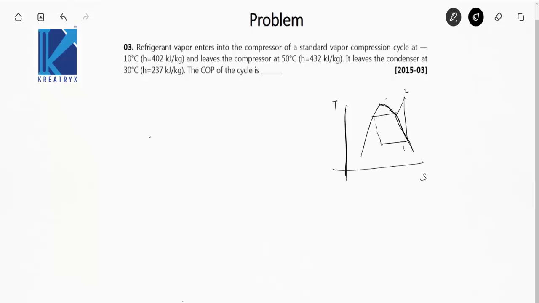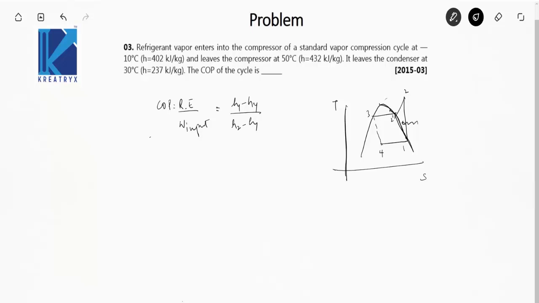One, two, 2-3, this is 2-3-4. Okay, COP of the cycle is equal to refrigerating effect upon the work input to the compressor. The refrigerating effect from this TS diagram is H1 minus H4, and the work input to the compressor is H2 minus H1. Now we have to see what the values of H1, H4 and H2 are.